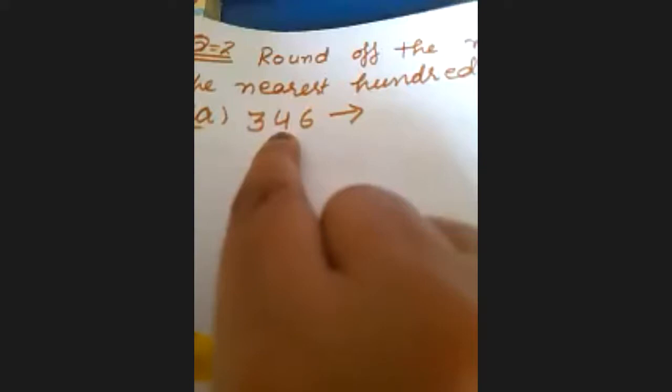Ones, tens, hundred. Now put your finger here. Next number is 4. And 4 is less than 5. So the nearest value will be 300. Next is part B, 917.